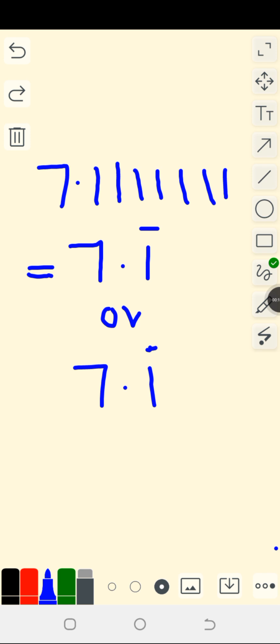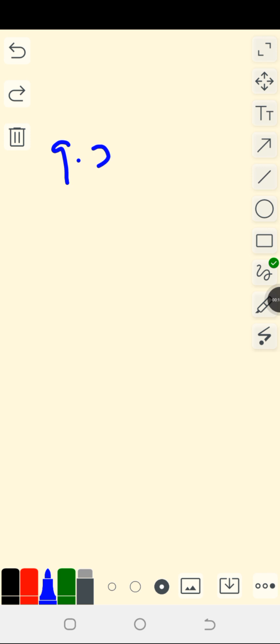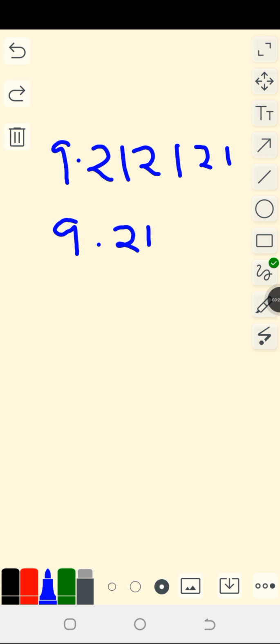Another example is 9.212121. That means we have two recurring numbers after the decimal point, which are 2 and 1. A simpler way of writing this is 9.21 with a dash at the top of both 2 and 1 to show that they are both recurring. Or, simply put, you write it as 9.21 and put a dot at the top of each of the numbers. That is what we call a recurring decimal.